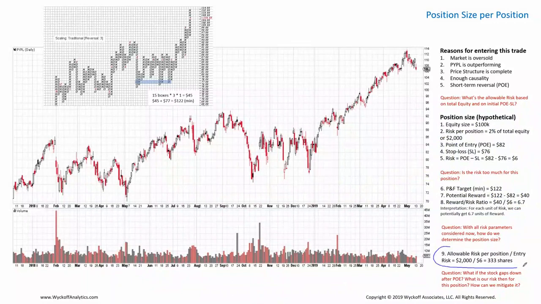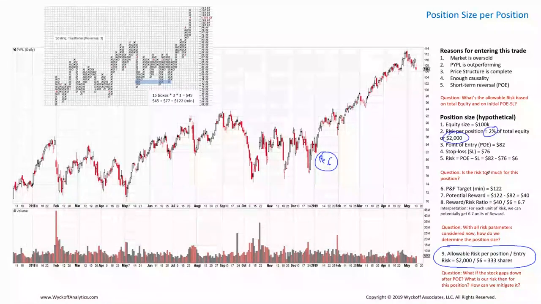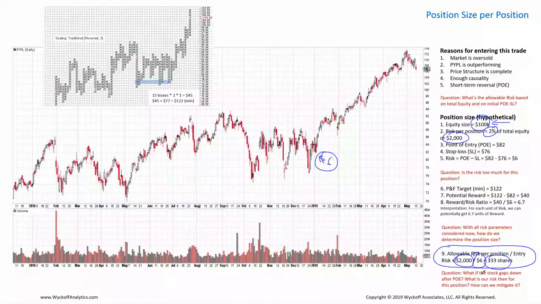And now, how would we calculate the number of shares? Again, we're taking that $6 risk, and we are taking also $2,000 risk that is defined on 2% of equity that we're willing to risk each time on the size that we have. And we divide that 2,000 by $6 risk, and we could get 333 shares at this price with this risk. Now, a big question here, what if the price gaps to, let's say, $70 the next day after the point of entry?